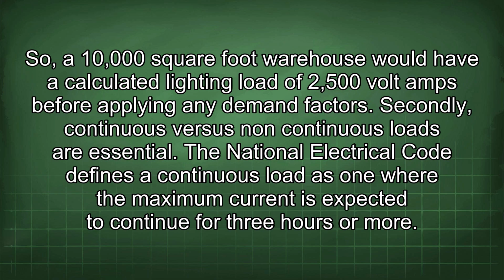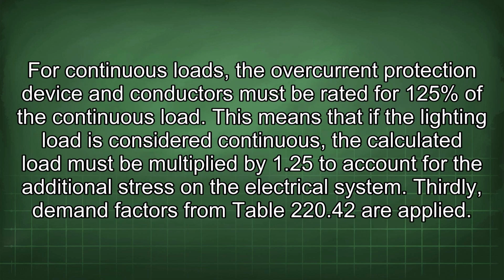Secondly, continuous versus non-continuous loads are essential. The National Electrical Code defines a continuous load as one where the maximum current is expected to continue for 3 hours or more. For continuous loads, the overcurrent protection device and conductors must be rated for 125% of the continuous load. This means that if the lighting load is considered continuous, the calculated load must be multiplied by 1.25 to account for the additional stress in the electrical system.